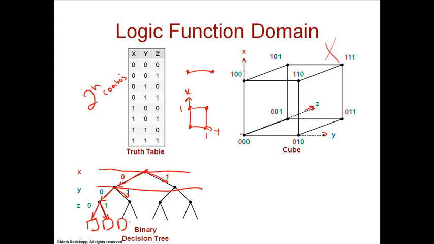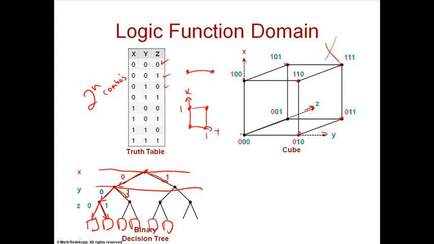I've reached these different pathways. How many are there? Again, exactly 8. 1 for each combination. Over here, there are exactly 2 to the n vertices, or corners. Again, 1 for each combination. So these are just different ways of visualizing the different combinations you have.